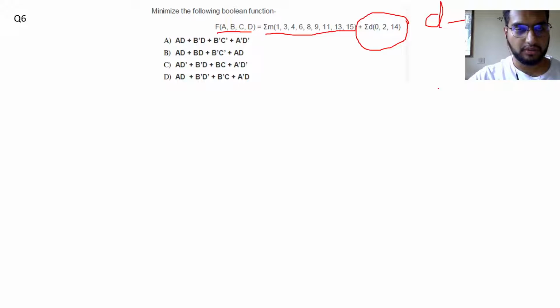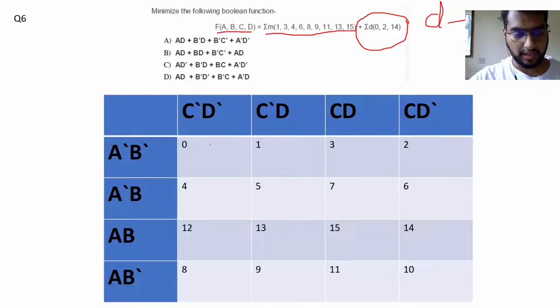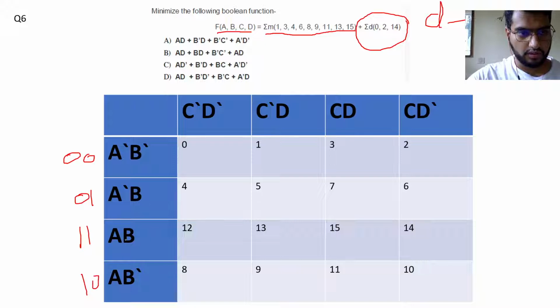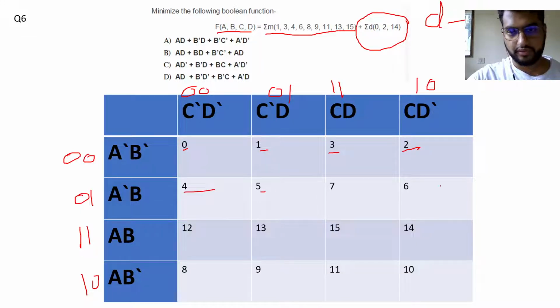So we will be again using a four variable K map. This is a four variable K map where we have 0 0, 0 1, 1 1, 1 0, and then 0 0, 0 1, 1 1, 1 0, and corresponding to this we have these minterms 0 1 2 3, 4 5 6 7, then 8 9 10 11 and 12 13 14 15 in this row.